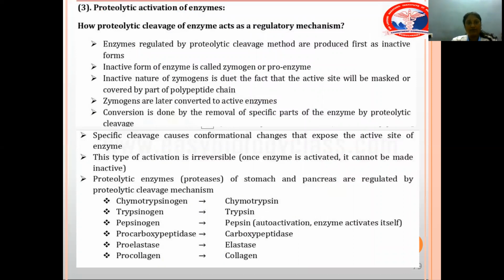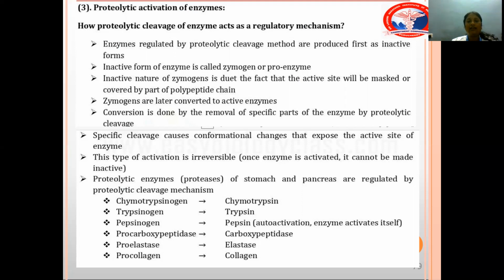Proteolytic activation of enzymes. How does proteolytic cleavage of an enzyme act as a regulatory mechanism? Enzymes regulated by proteolytic cleavage are first produced at their synthetic site as zymogens, or inactive forms. This is because the active site, where the substrate would come and bind and favor the reaction, is masked or covered by a part of the polypeptide chain.